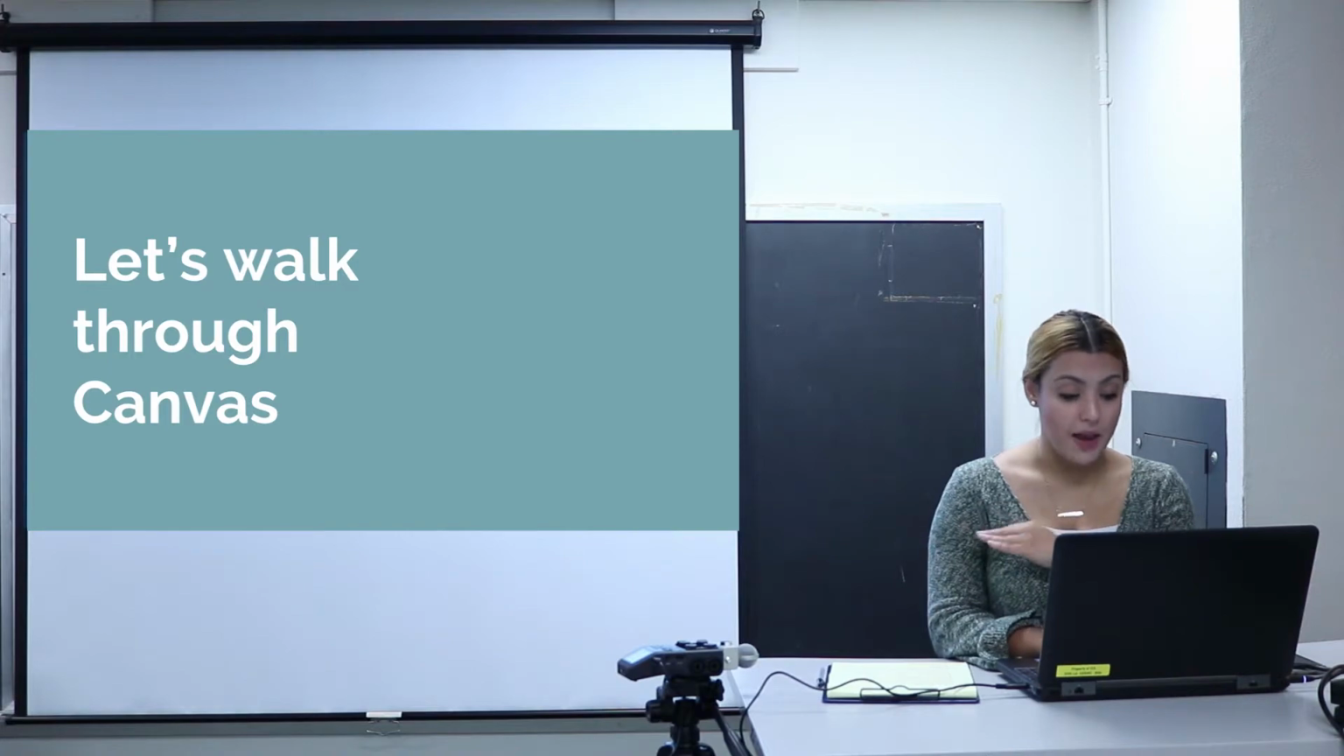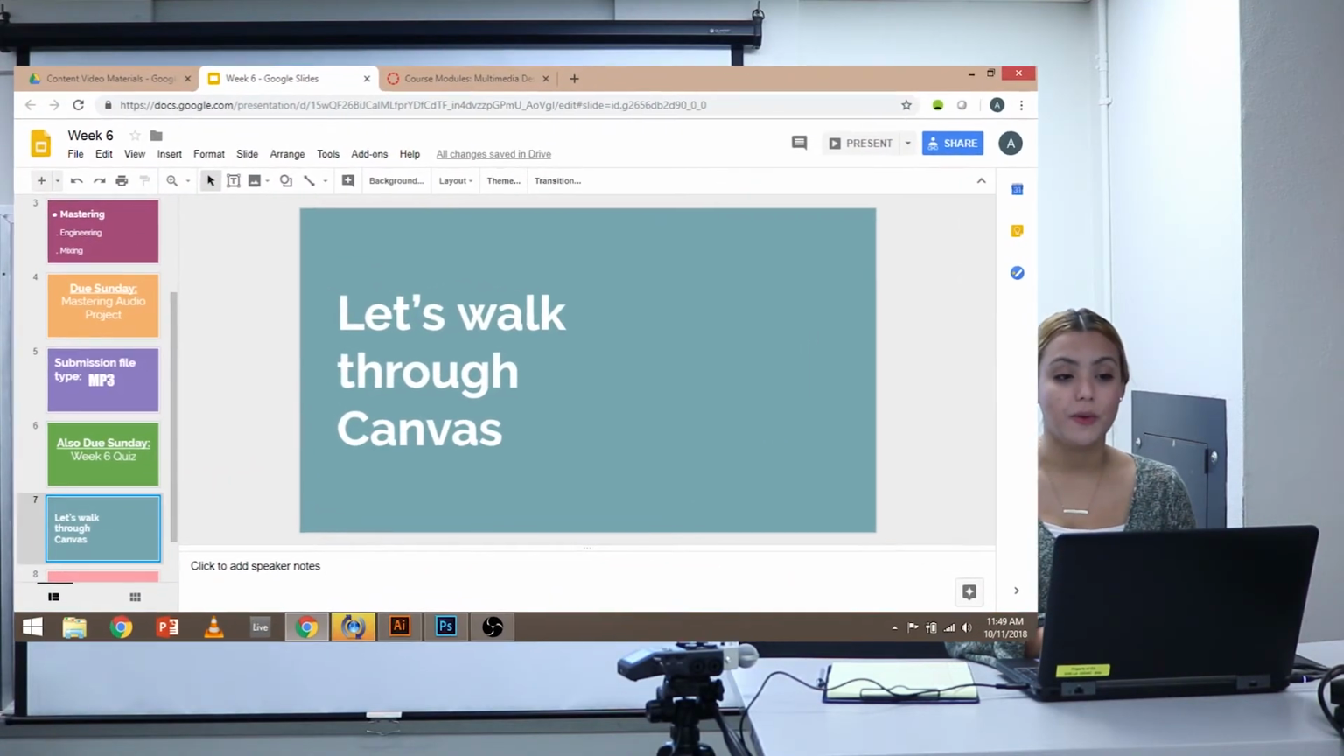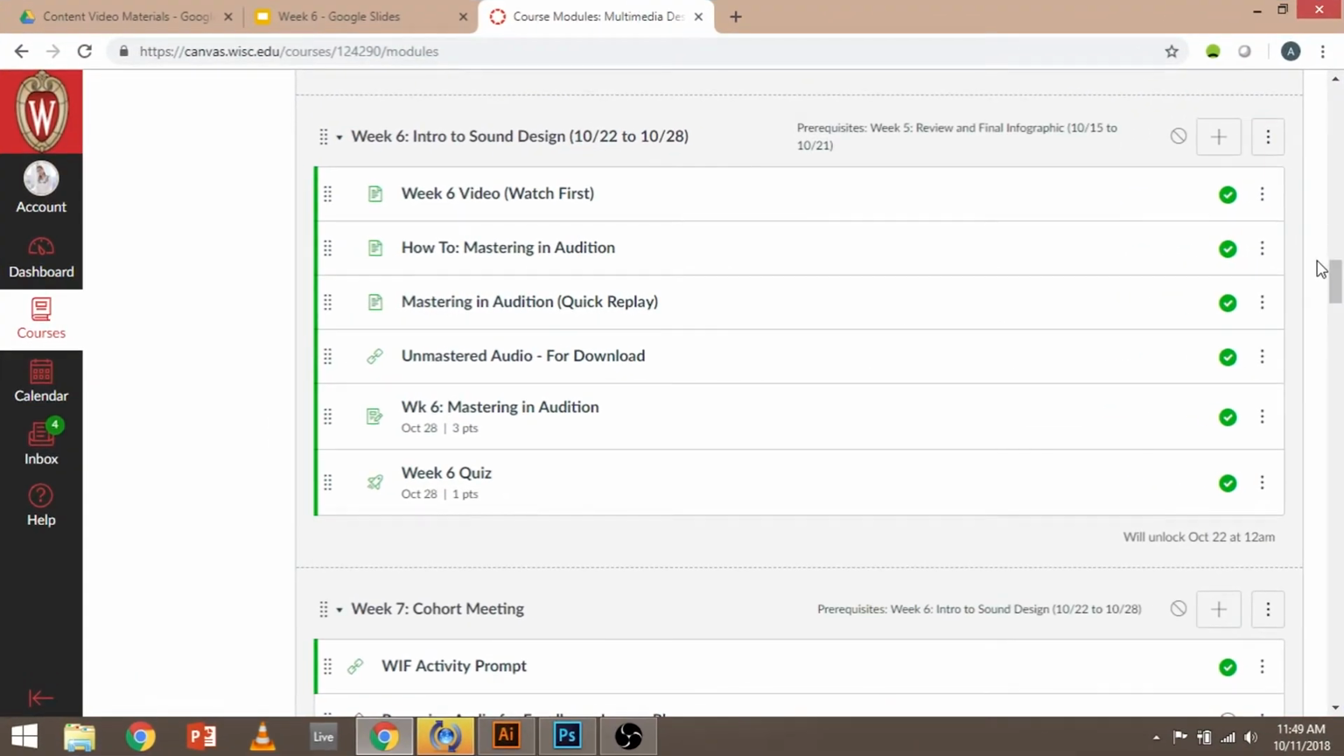So let's walk through Canvas, and let's talk a little bit about some of the things that you're going to be doing. When you go into Canvas, you'll see that your week 6 is released, and you'll see your video to watch, and then you'll have these 2 videos. It's just like we talked about. There's your mastering quick replay, which is pretty short. You can decide to watch this, and maybe you need more instruction, and you can go and watch the longer version of that video right there.